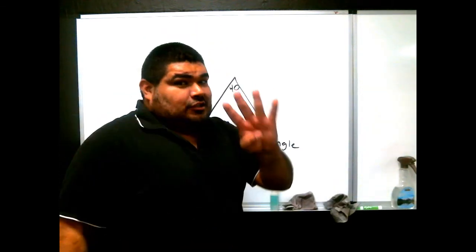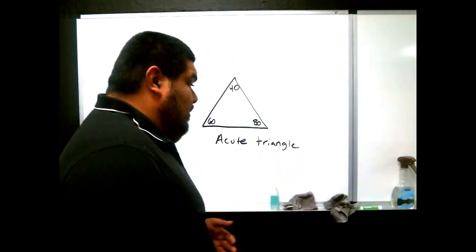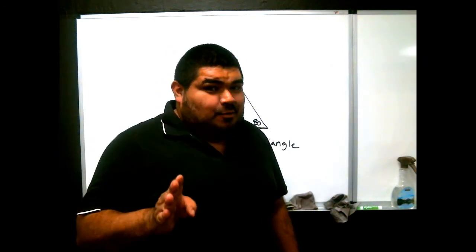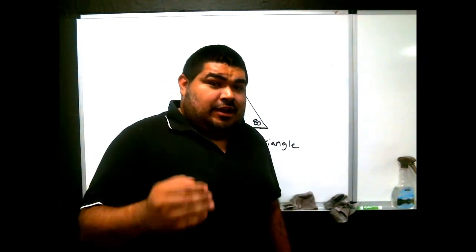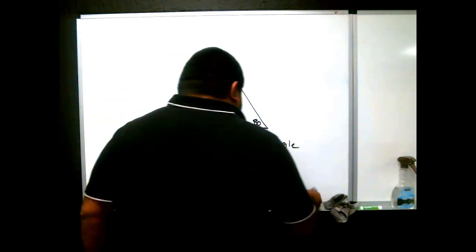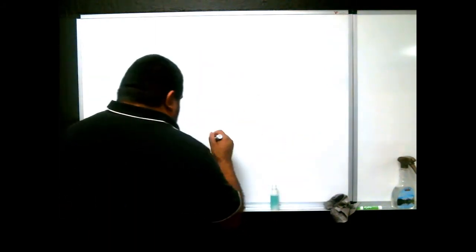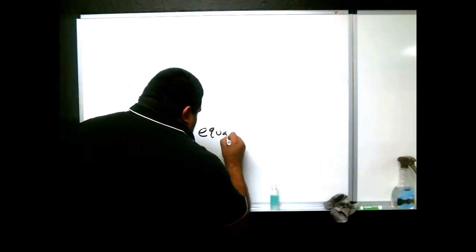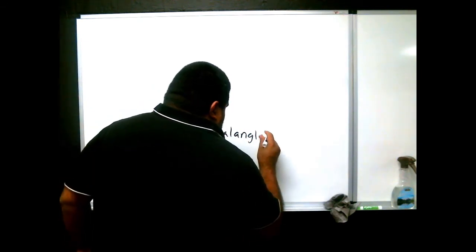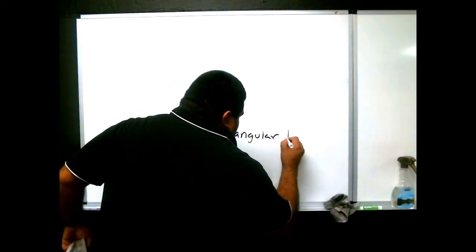And the last one we're going to focus on, because remember, I said we're going to cover four, is called equiangular, okay? There's one that's similar. We're going to cover that next class. Today we're just going to cover angles. So the next triangle is called an equiangular triangle.